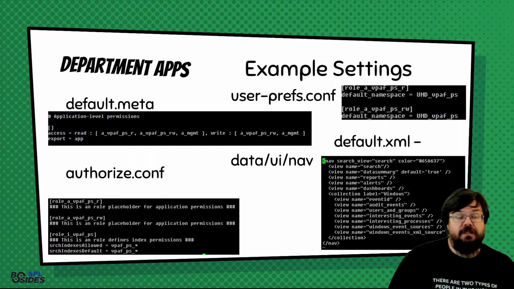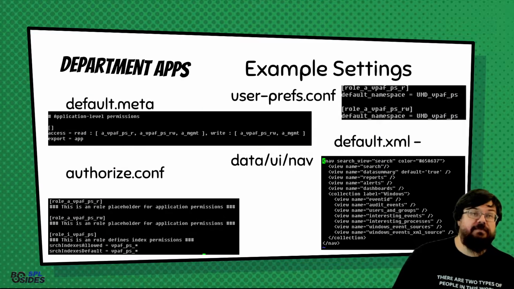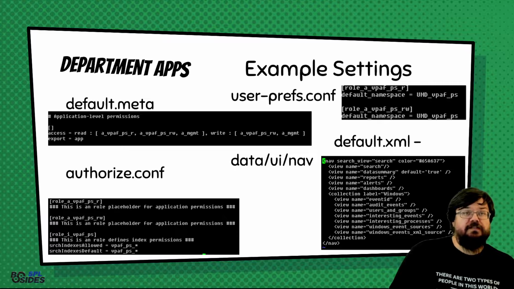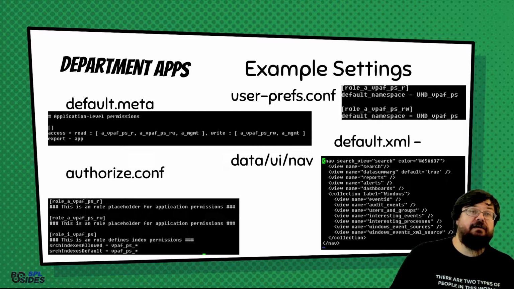How do we do that? We created our departmental apps. In departmental apps, we have default.meta. The default.meta is the configuration template inside of an app. It defines who has access to what. So in our case, we define here the read and write access to those apps. We define, in this example, the actual roles that belong to the read roles and the write roles, and we also create a special group we call our application management group, or A_MGMT, for managing the apps.